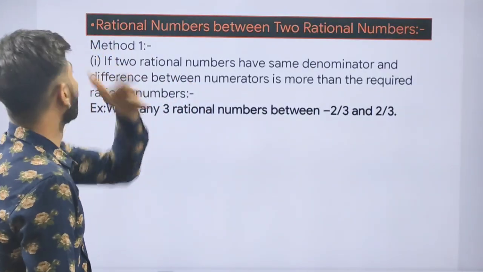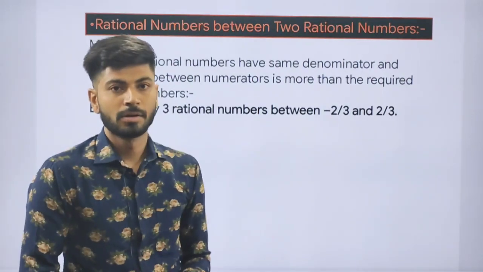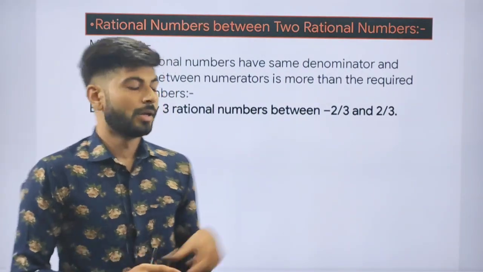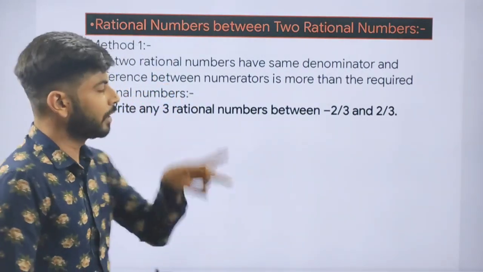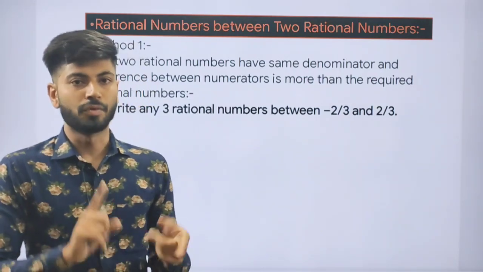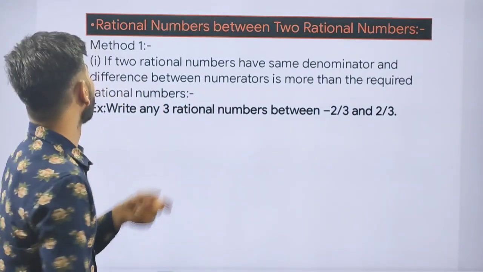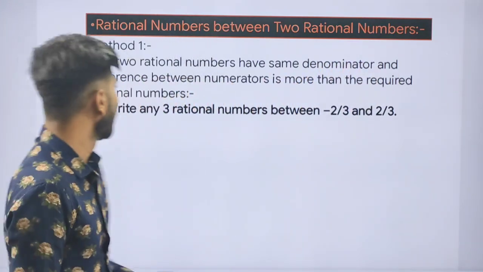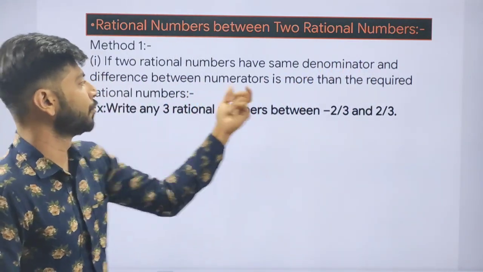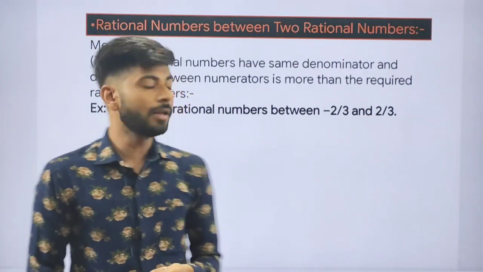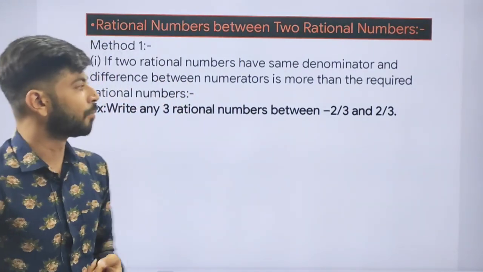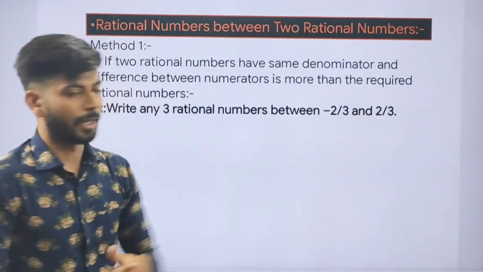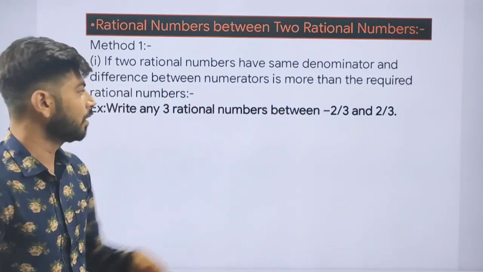Okay, so there are different methods. Two methods are there. In first method, there are three different cases. So first case, we will check if two rational numbers have the same denominator and difference between numerators is more than the required rational numbers. The denominators are same. You can see the example.